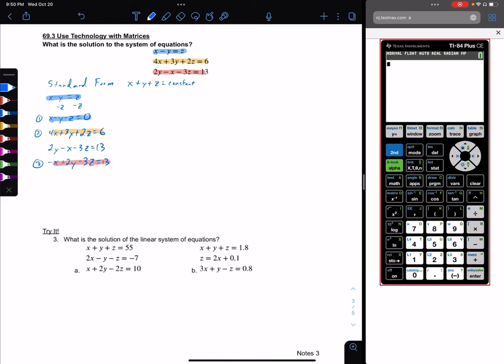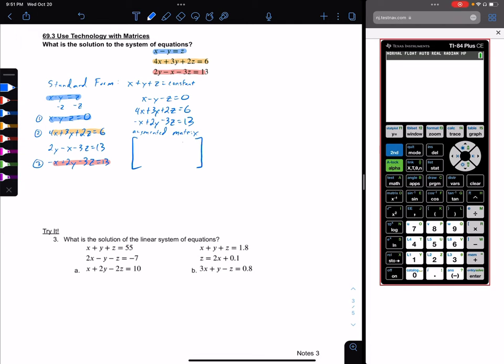So I'm going to rewrite those in order so they're kind of organized a bit more neatly. So we have x minus y minus z equals 0. We have 4x plus 3y plus 2z equals 6. And negative x plus 2y minus 3z equals 13. So that's the first phase. We have everything in standard form. Next, we want to convert this to an augmented matrix.